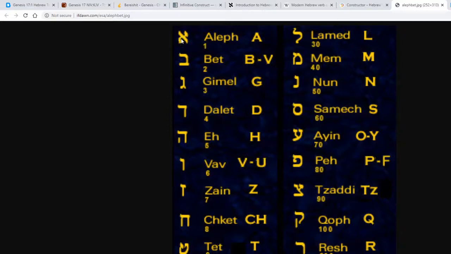The first letter is the Aleph here, right? And it's usually romanized as an A. It's actually silent in Hebrew. It's basically a place marker for the vowel, but I usually romanize it as A here. They're romanizing it as A as well on this website.